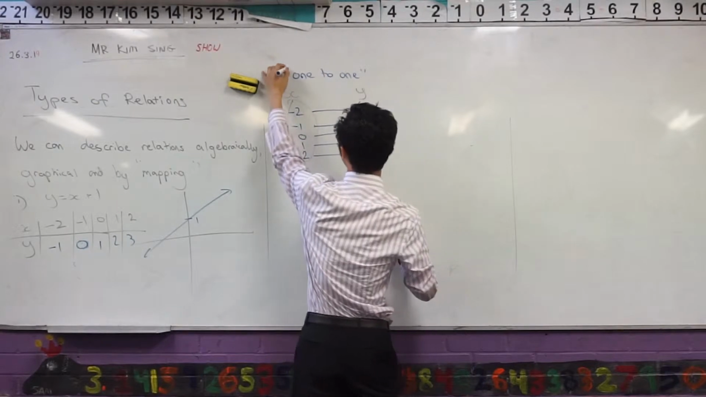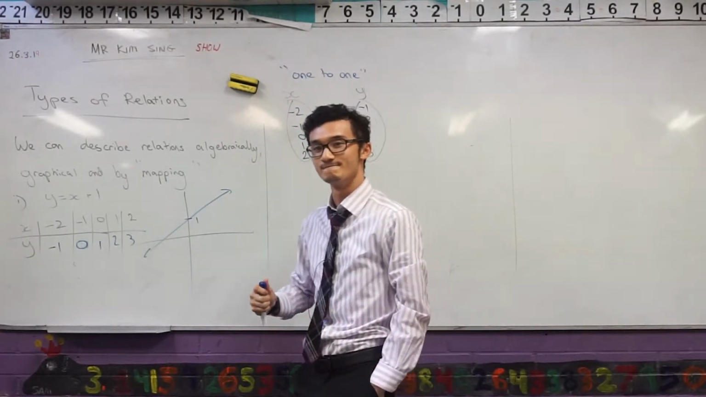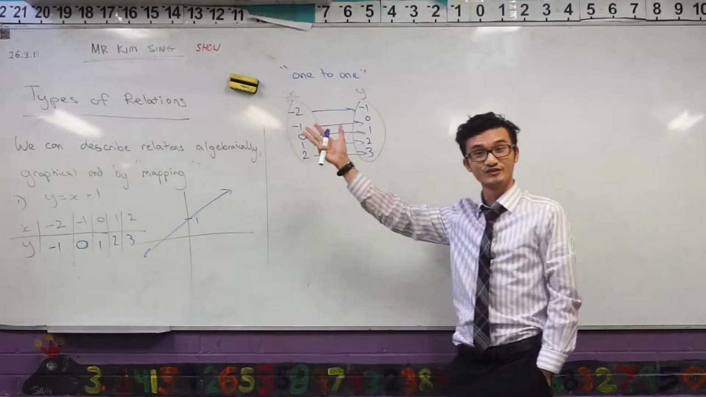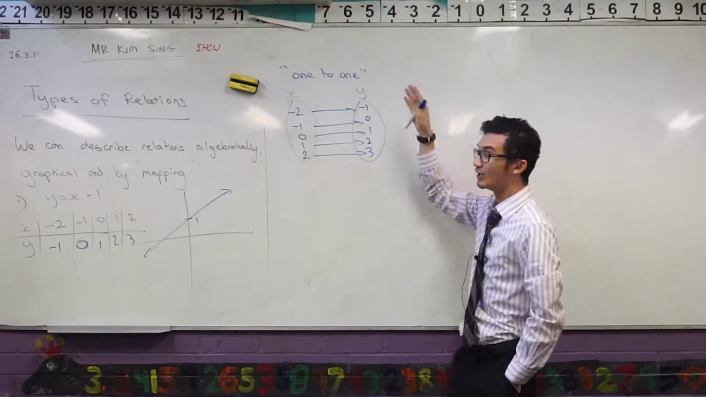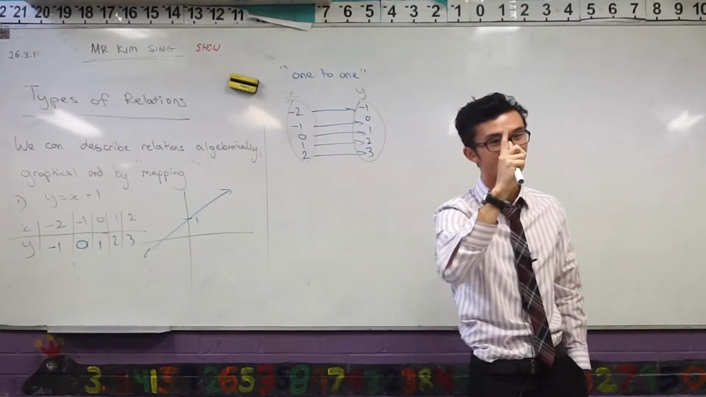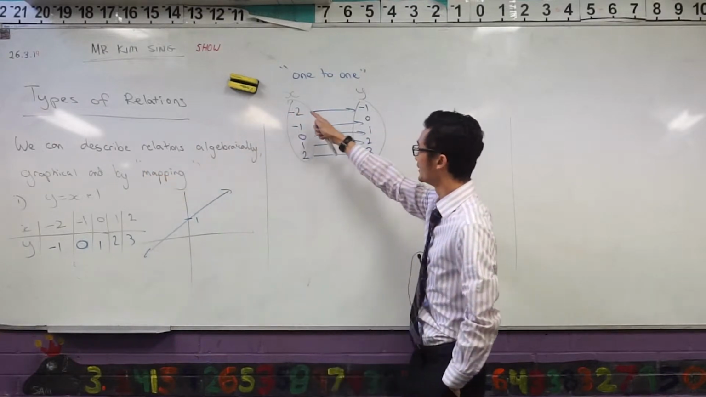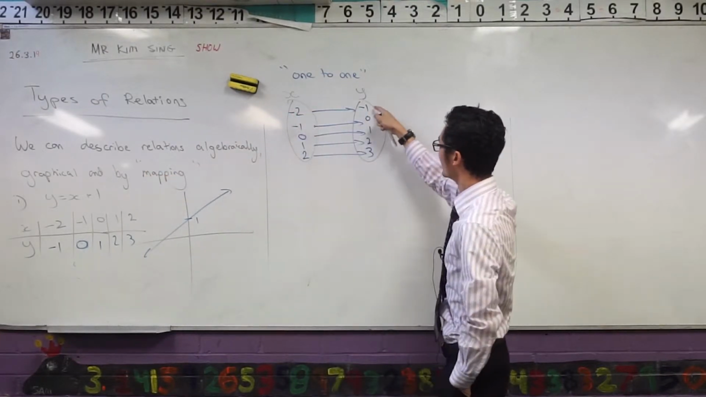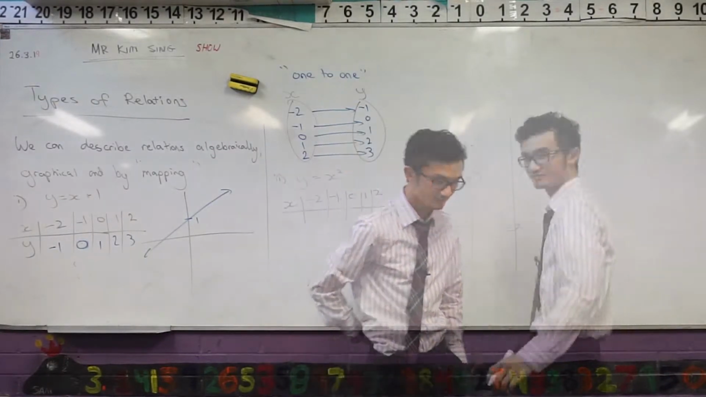Does anyone have a guess why it's called that? Because you've gone from one thing to one thing. And they're quite intuitive names. For every x value you have, it matches up exactly with one y value. And this is what we call a one-to-one relation. For every x value, it matches up with one y value. Can you get this down for me?